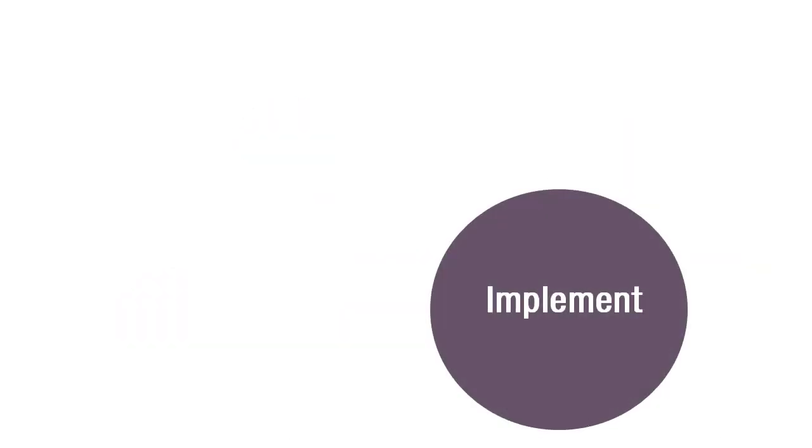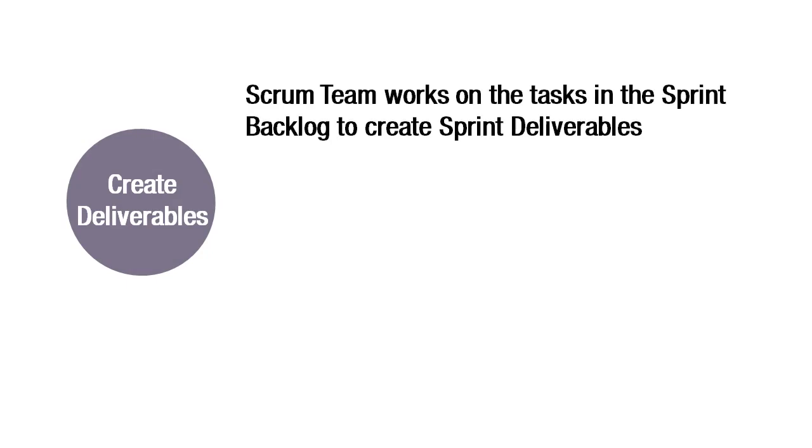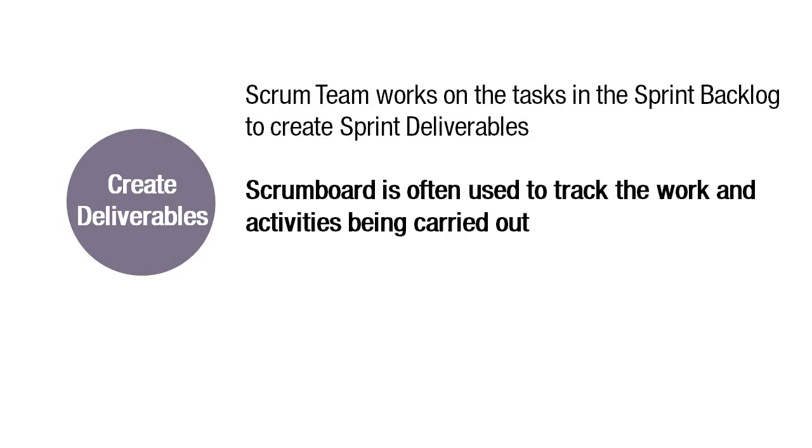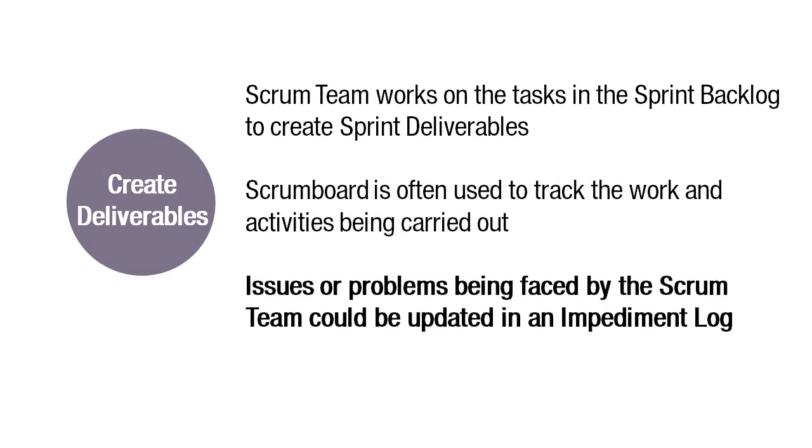Let's now look at the various processes listed to be carried out during this phase. The first process in the implement phase is create deliverables. In this process, the Scrum team works on the tasks in the sprint backlog to create sprint deliverables. A Scrum board is often used to track the work and activities being carried out. Issues or problems being faced by the Scrum team could be updated in an impediment log.